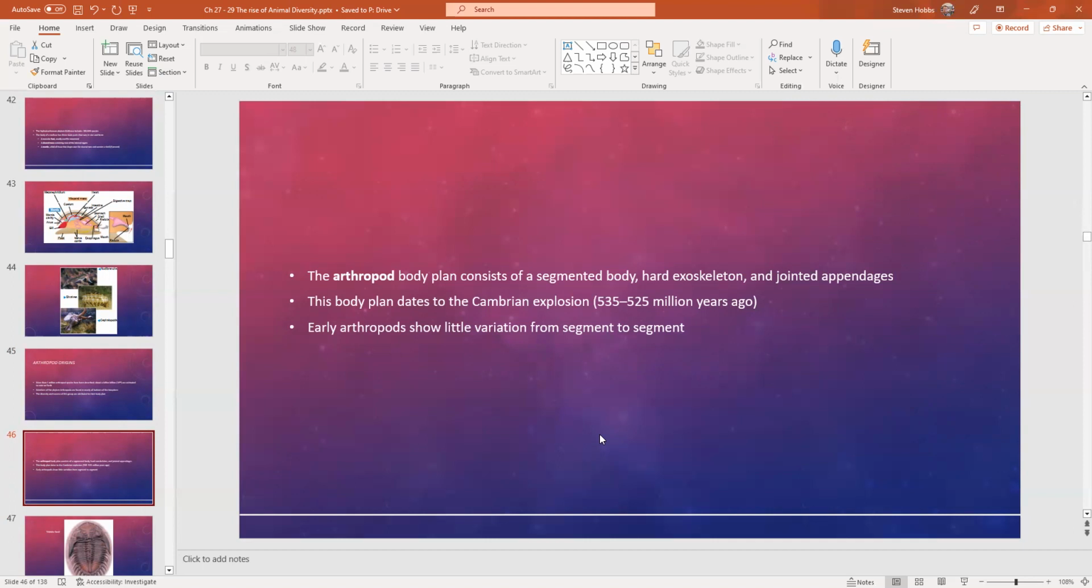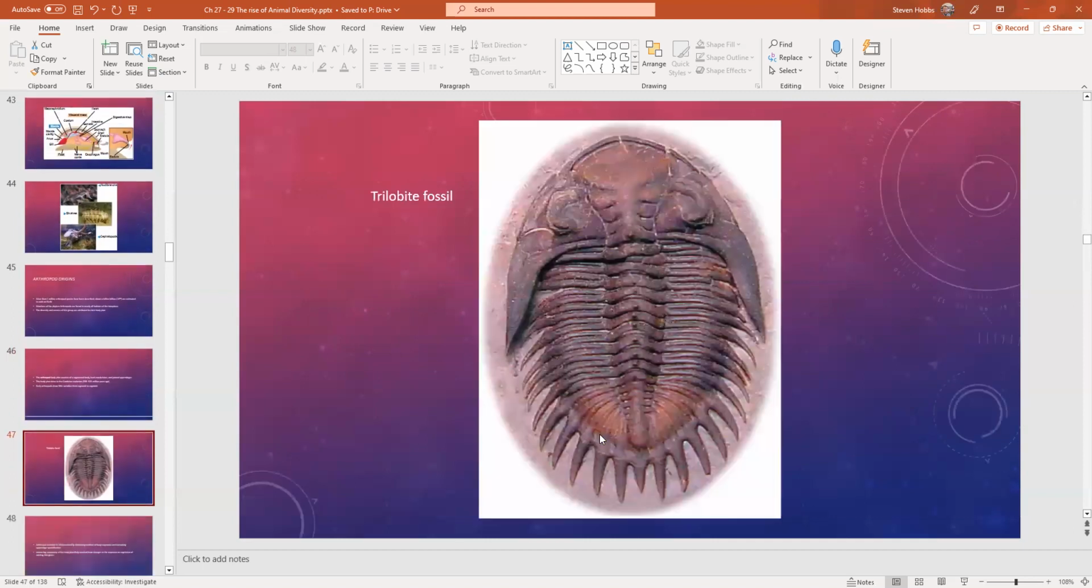So it starts showing up about 535 million years ago or so. And early arthropods show very little variation from segment to segment. They roughly look the same, such as this trilobite. The segment from here to here to here to here are roughly all the same. Tapering a little, but that's about it. So they had a head region that allowed them to migrate forward. And then all the rest of the segments kind of look the same.